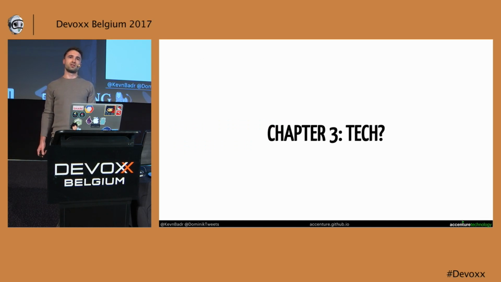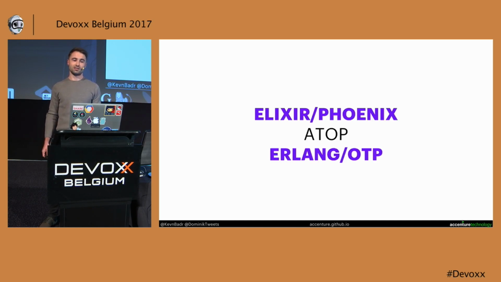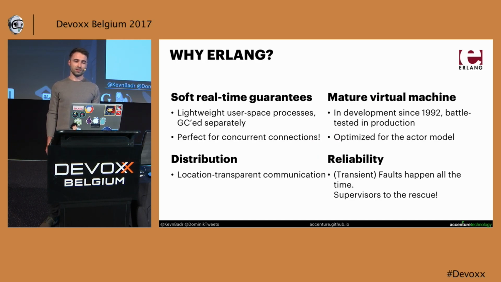So now that we know what the features of Rig are, let's talk a little bit about how we implemented this stuff. We didn't go for Java, but instead went for Elixir Phoenix, which runs on top of the Erlang virtual machine. There are quite a few reasons why we did that. The first one is that the Erlang VM gives us soft real-time guarantees.